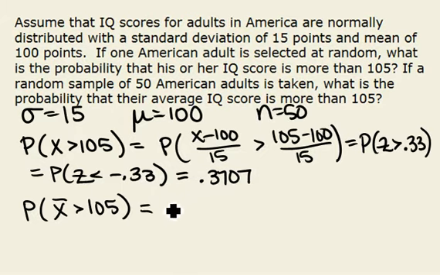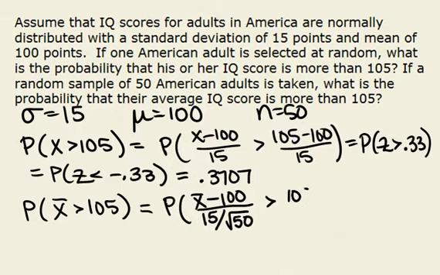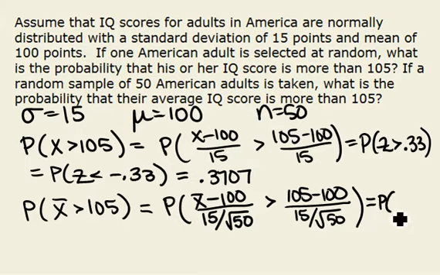So to turn this into a z, to get x bar to a z, we subtract the mean of 100, and now we divide by our standard deviation, which is 15 over the square root of n. So we get greater than (105 minus 100) over (15 divided by square root of 50). And this will now be a z. So we get z greater than, the number here will be 2.36.